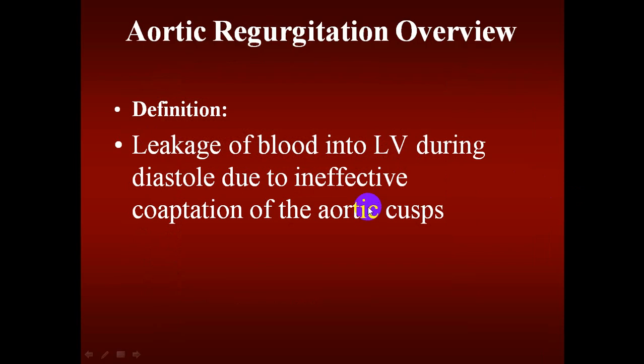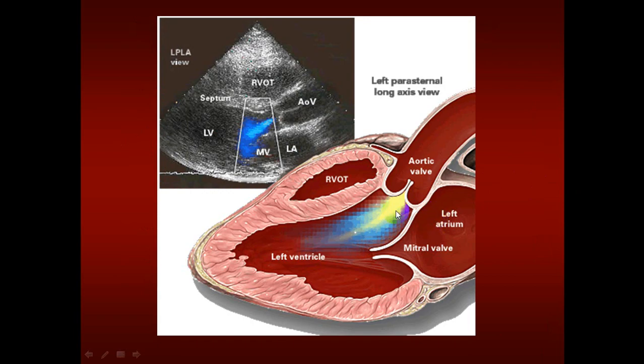The definition of aortic regurgitation is leakage of blood into the left ventricle during diastole due to ineffective, improper coaptation of the aortic cusps. This is the first picture. These are the cusps: this is the left coronary, the right coronary, and there is another, the non-coronary cusp. With improper coaptation during diastole, blood regurgitates from the aorta into the left ventricle. This is the regurgitant volume.